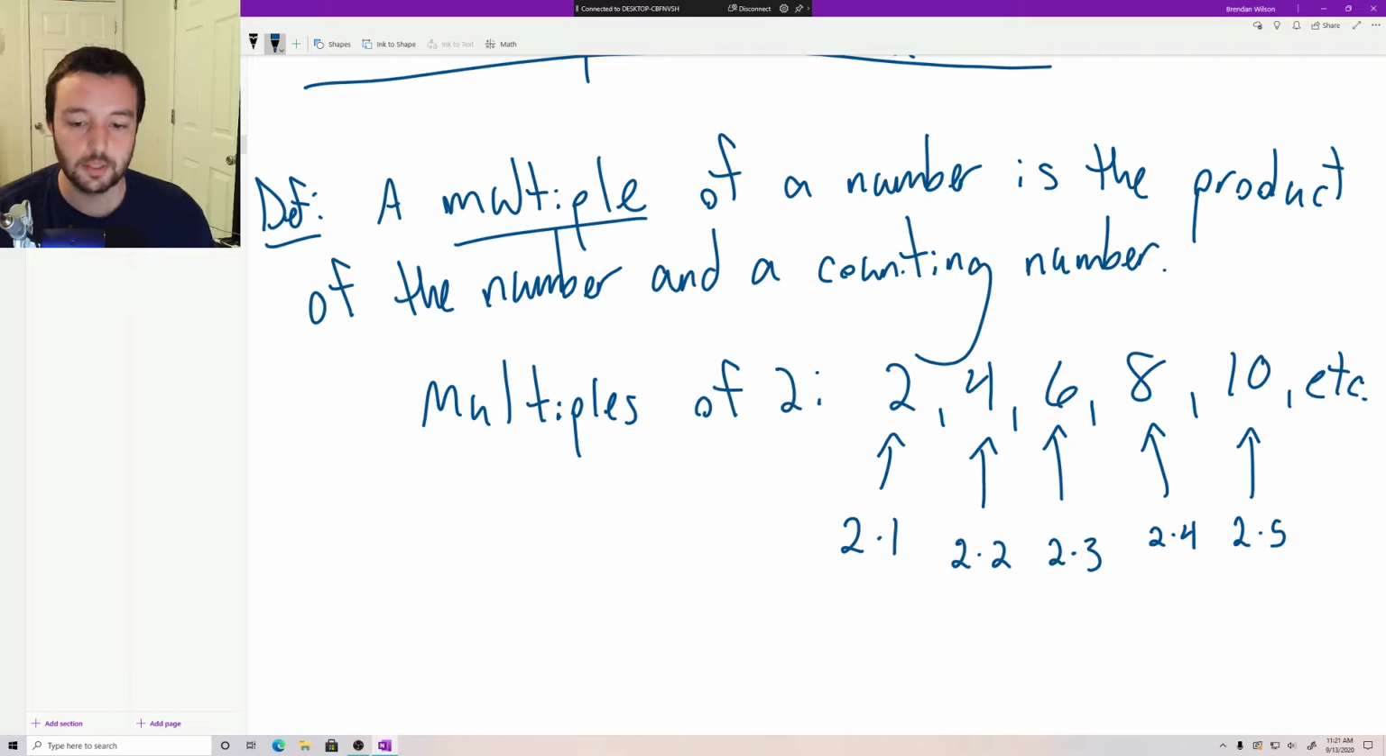So you take 2, you multiply it by 1 in the counting numbers, you get a multiple. So it's essentially just counting by that number. So if you've ever counted by 2s, counted by 3s, counting by 5s, you're listing the multiples of that number. Okay.